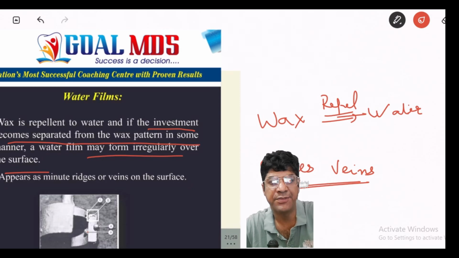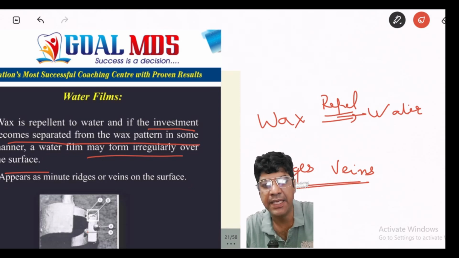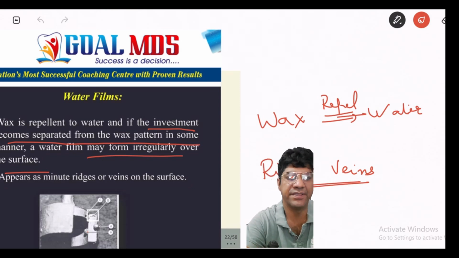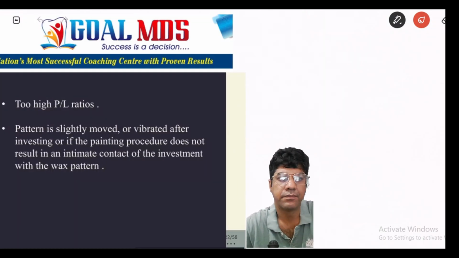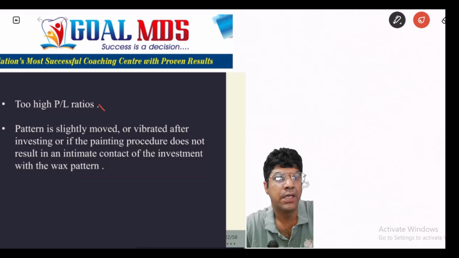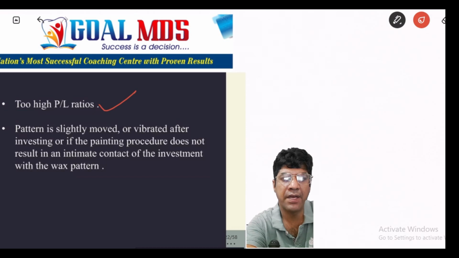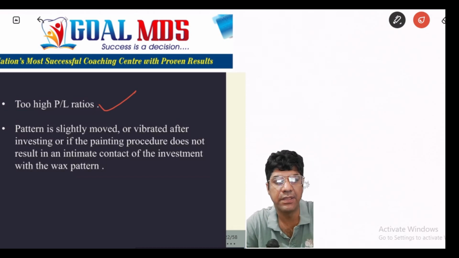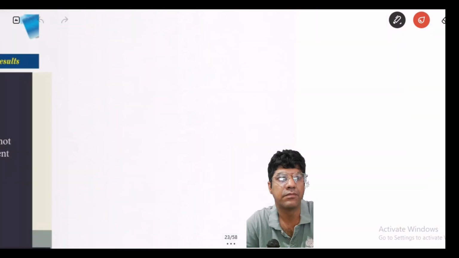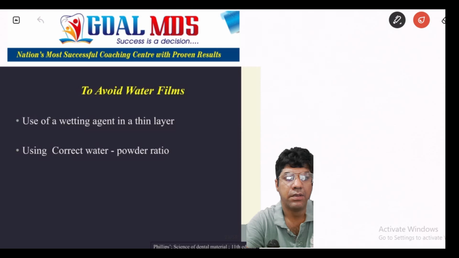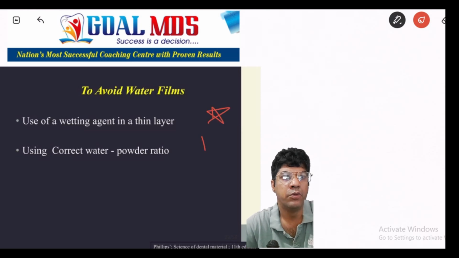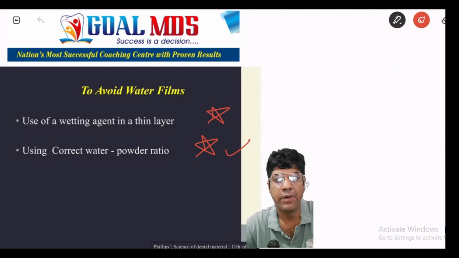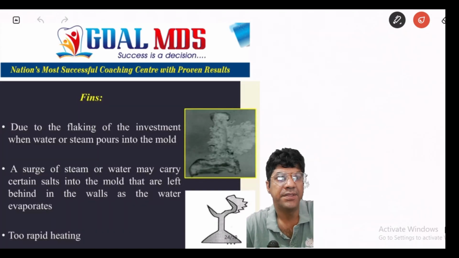Suppose the wax pattern is moved or vibrated after the investment is applied; even that can lead to formation of water films on the wax surface. So use the wetting agents and control the liquid powder ratio. Too high a liquid powder ratio can contribute to the occurrence of surface irregularities. So use a wetting agent and use the correct liquid powder ratio. Others are the fins.